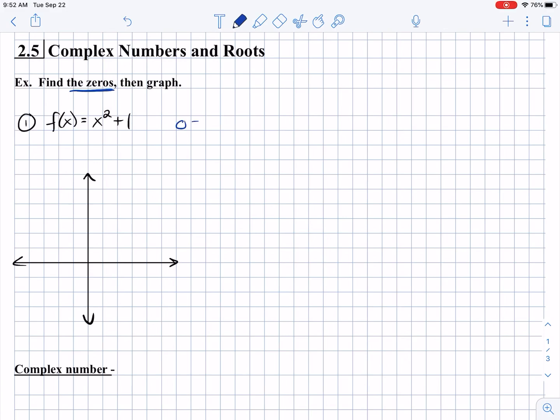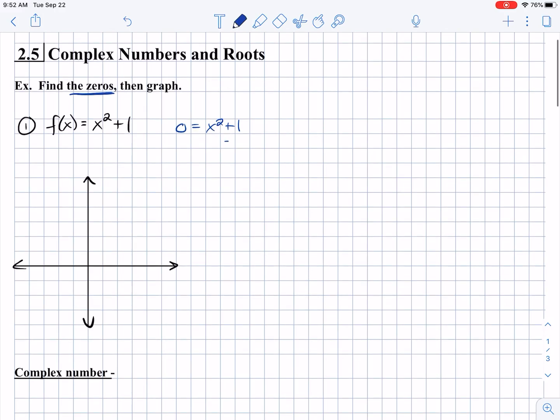So remember, if you want to find the zeros, we set the function equal to 0, and then we would solve. So x squared plus 1 is not factorable. We subtract the 1 over, we get -1 equals x squared. When we take the square root of both sides, we get x equals plus or minus the square root of -1, okay? And we all know that we can't take the square root of a negative, right? There's no number multiplied by itself that will get us a negative. That's why we have imaginary roots.